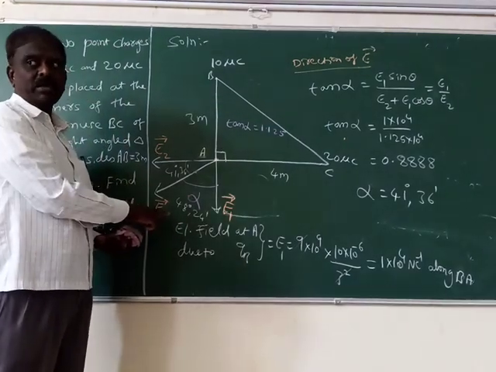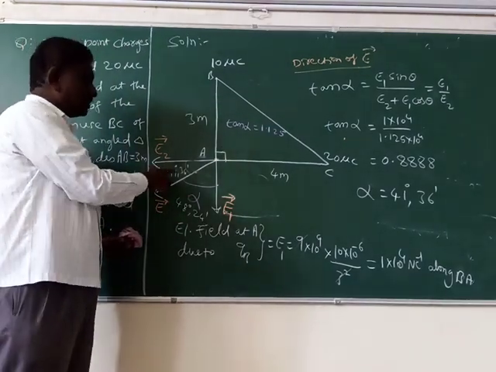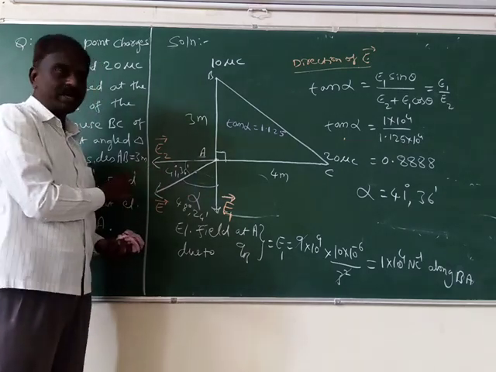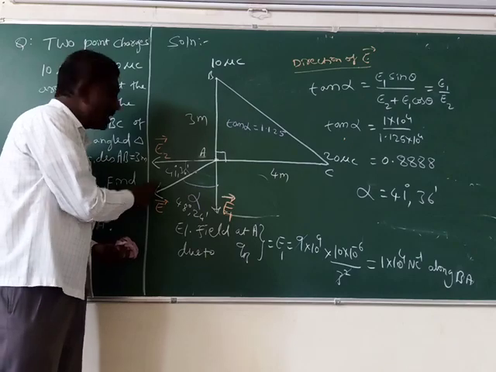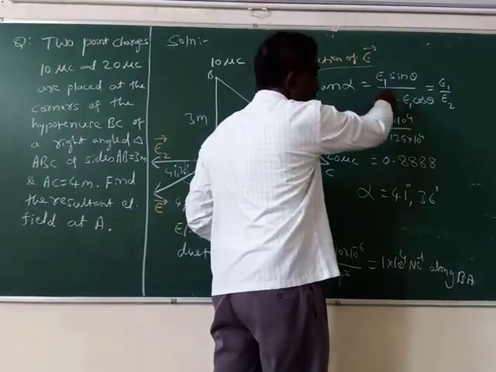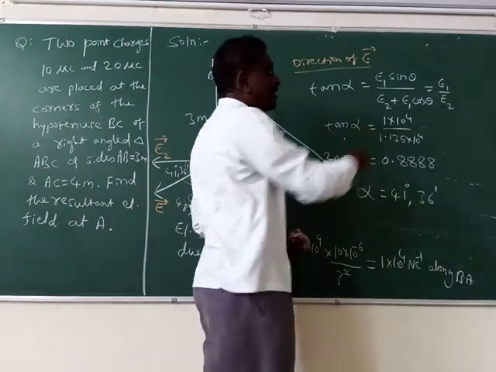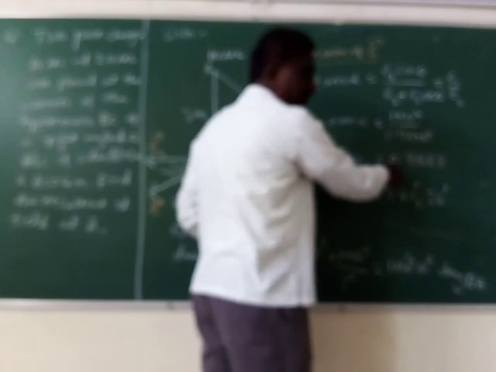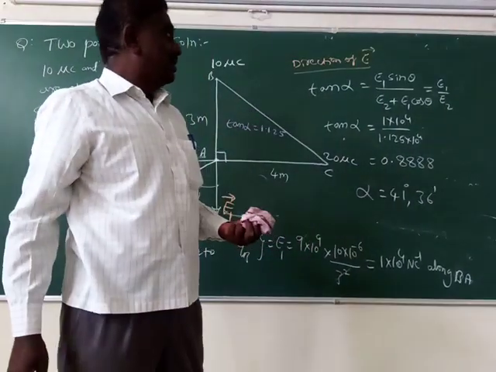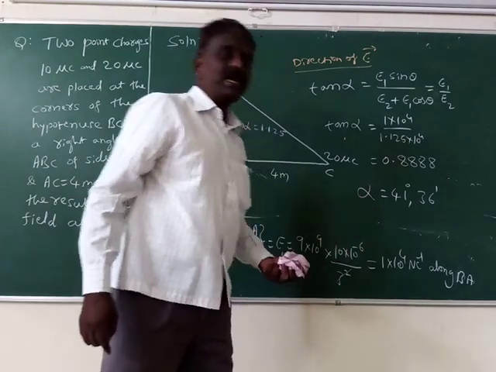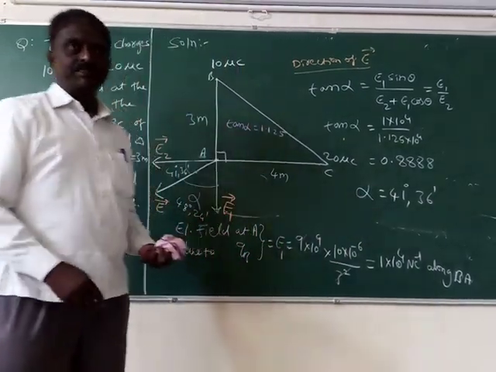If you see in the log table, and if you consider the angle between resultant E and E2 as alpha, then tan alpha equals E1 sin theta by E2 plus E1 cos theta, which is equal to E1 by E2, and the simplification gives you 0.8888. The value of alpha is 41 degrees 36 minutes.